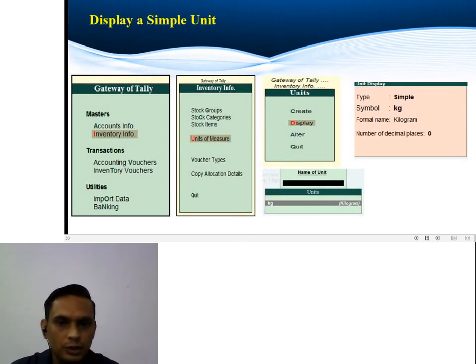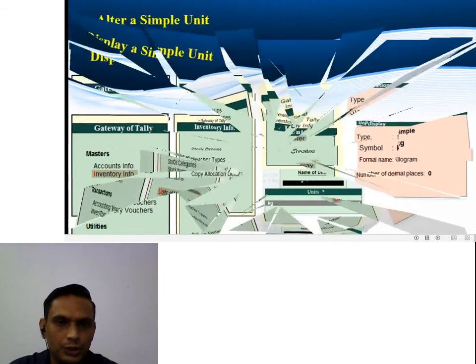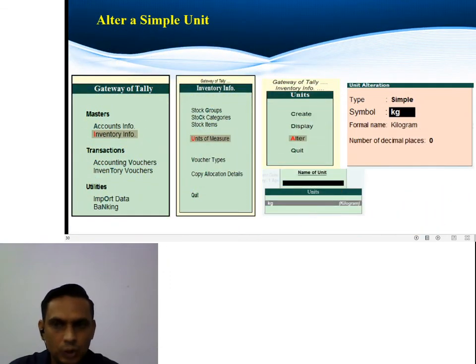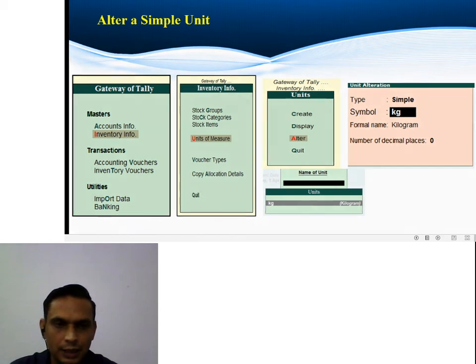To display the simple unit, same way: Inventory Info, Unit of Measures, Display option from the unit menu, and a list of units will be displayed on your screen. Select the desired one, and the screen will display that particular unit of measure. To make some changes or modify a unit, select the Alter option for a simple unit. The procedure is the same.